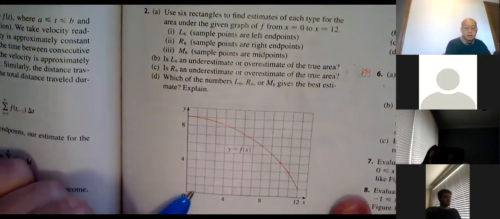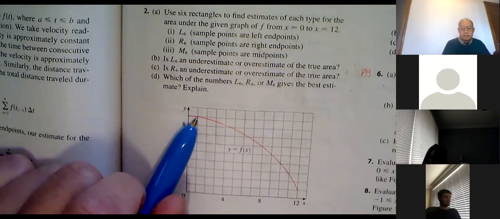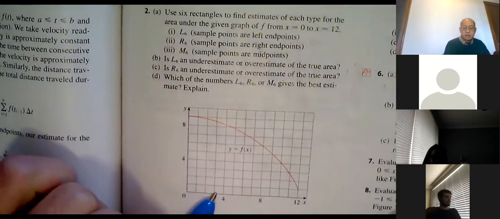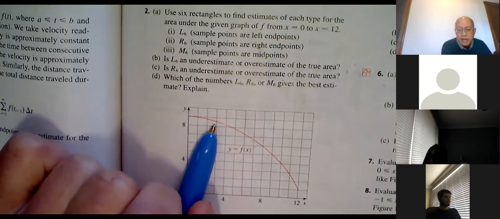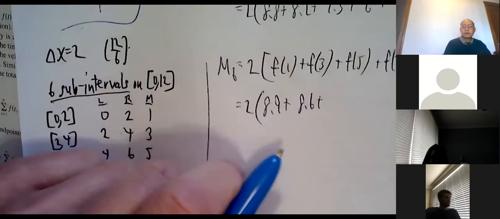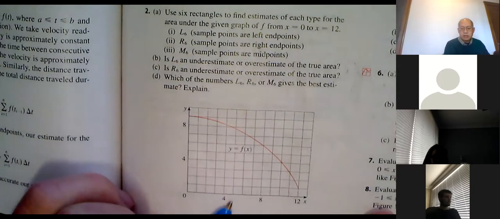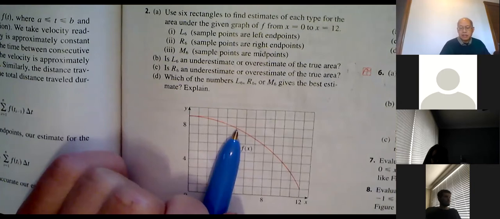So F of 1. Okay, a little bit under 9. How about 8.9? F of 3. Here's 3. So a little bit more than halfway. I'll say 8.6. F of 5. And here's 5. Go like that. So a little bit lower than 8. So I'll say 7.9. Just eyeballing it.